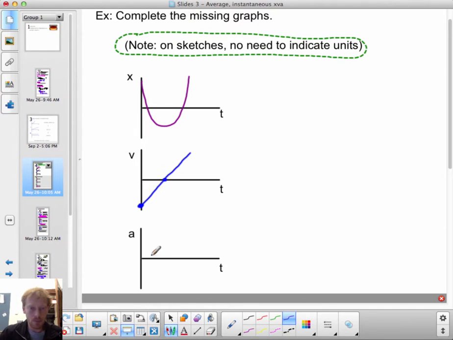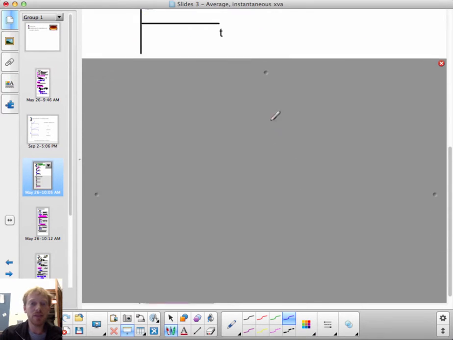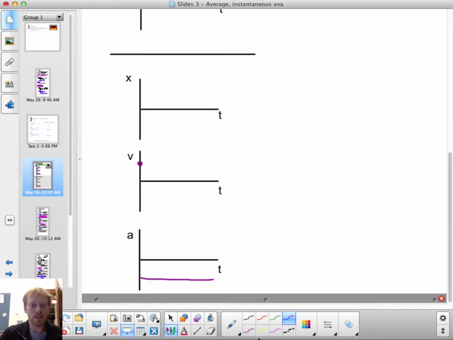Now, the acceleration as a function of time graph. Well, acceleration is the derivative of velocity. It's the slope of the velocity as a function of time line. And this velocity as a function of time line is constant and positive, so there is a constant positive acceleration. Done. Let's do a different example that might be a little more challenging, or maybe not.